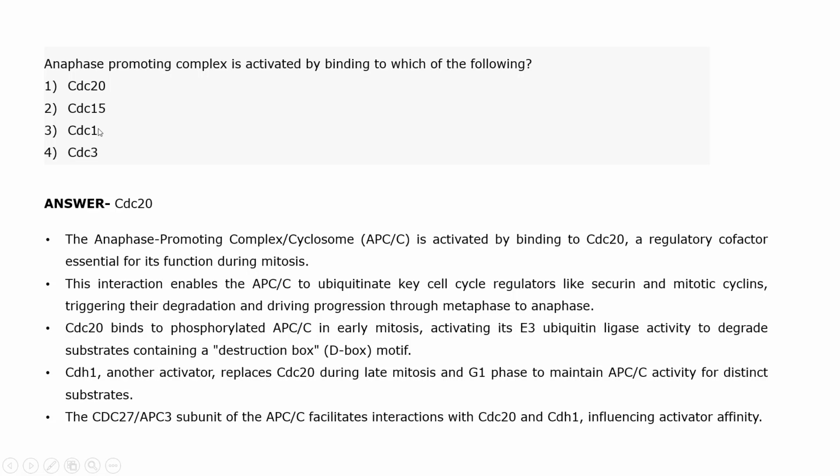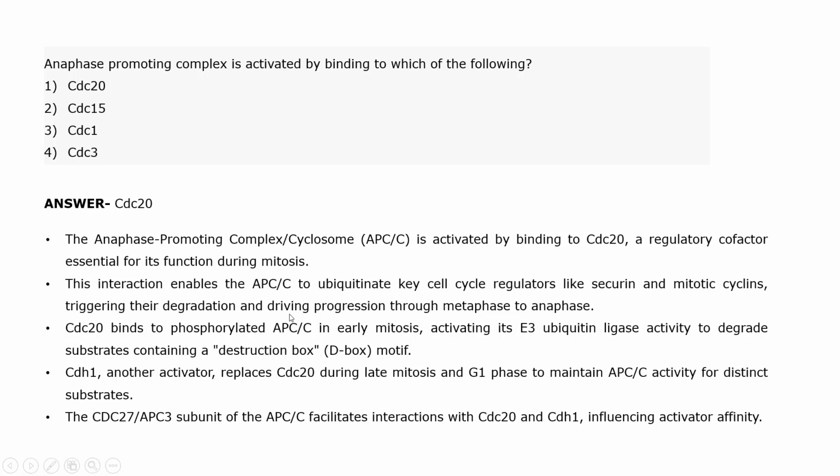So basically the anaphase promoting complex needs to be active whenever a metaphase to anaphase transition needs to take place, right? That is late M phase. What happens is that the anaphase promoting complex is getting phosphorylated by cyclin B, CDK1, and after it is phosphorylated, CDC20 binds to it and then activates the anaphase promoting complex or cyclosome complex. So it's actually acting as a regulatory cofactor.